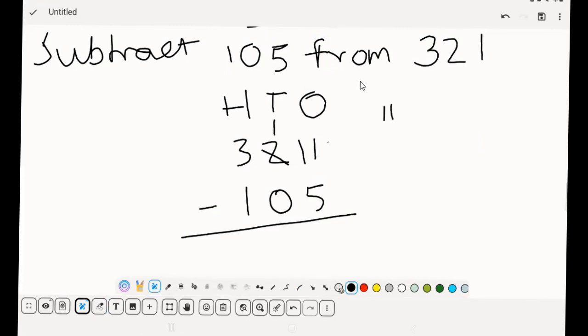We will draw 11 lines. 1, 2, 3, 4, 5, 6, 7, 8, 9, 10, 11. We'll cut 5 lines. 1, 2, 3, 4, and 5. Now, how many lines are there? 1, 2, 3, 4, 5, 6. You got 6 lines, which means 11 minus 5 is 6.